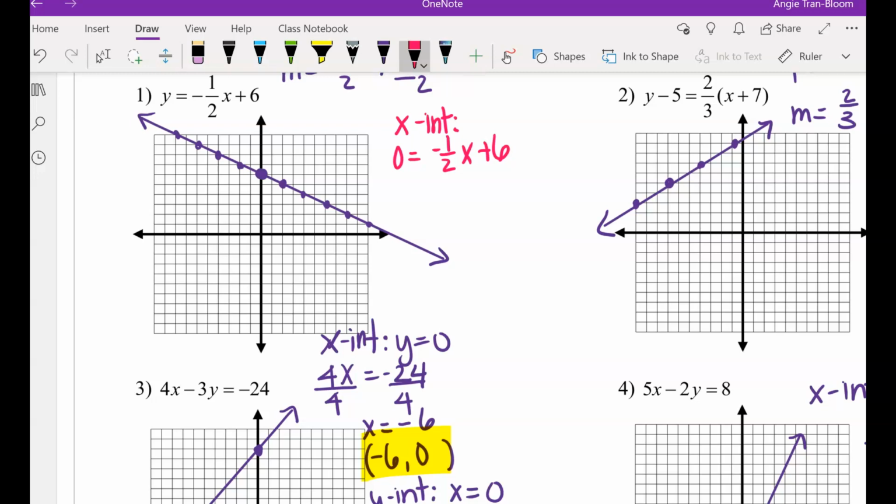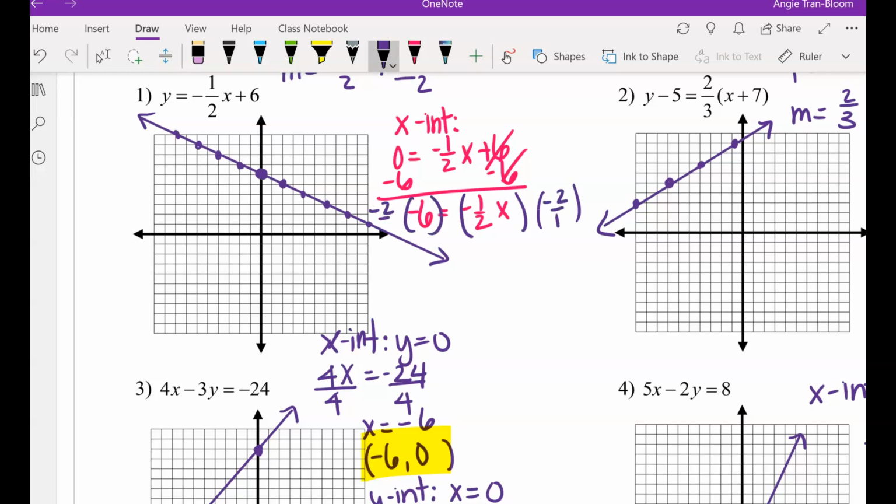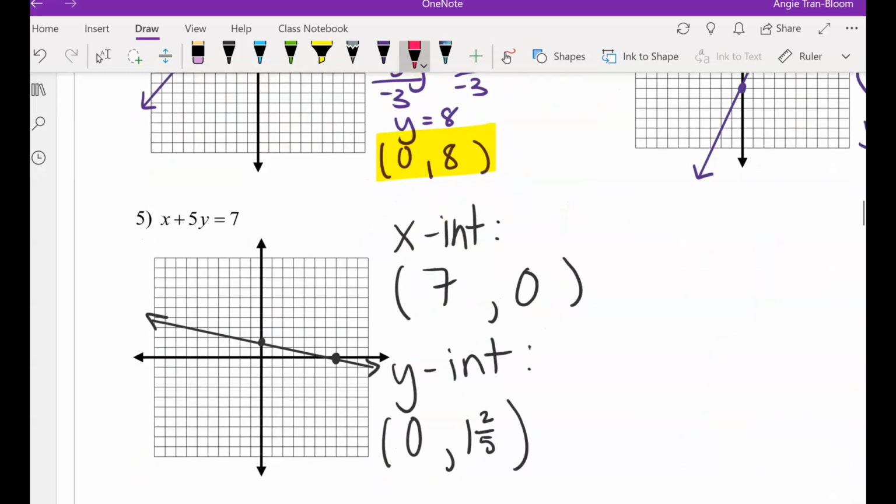Logan, what did you say? Subtract 6. You have to be loud because I can't hear you. Subtract 6 from both sides, so -6 equals -1/2 x. How do we isolate x now? Multiply both sides by the opposite, -2/1, to get rid of the entire fraction. What's -2 times -6? +12. How do we write that as a point? 12, 0. Thank you. You just need to be awake. It's 0, period.